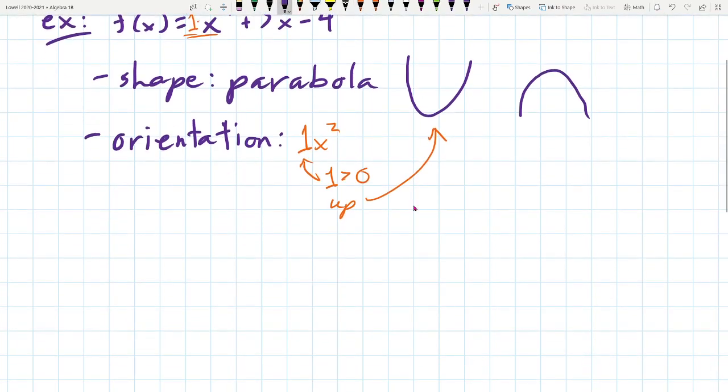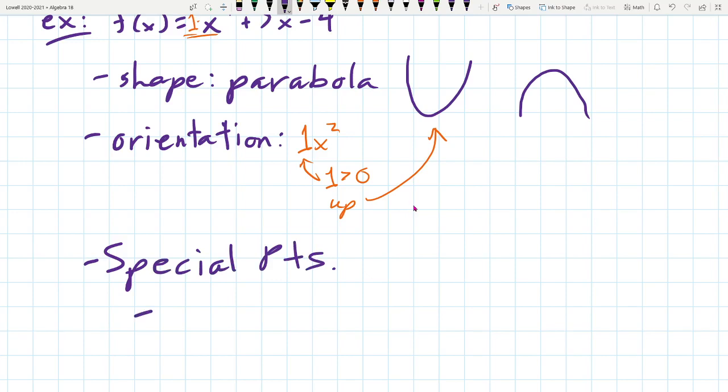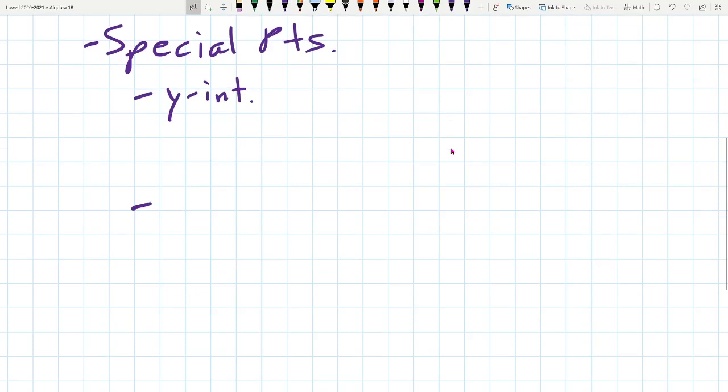Okay, so we're going to find some of these special points that I referenced earlier. And what are those special points? The intercepts and the vertex. I like to find them in this order specifically. We'll start off with the y-intercept. Then we'll find the x-intercept, or intercepts, because we know a parabola could have more than one. And then we will find the vertex.